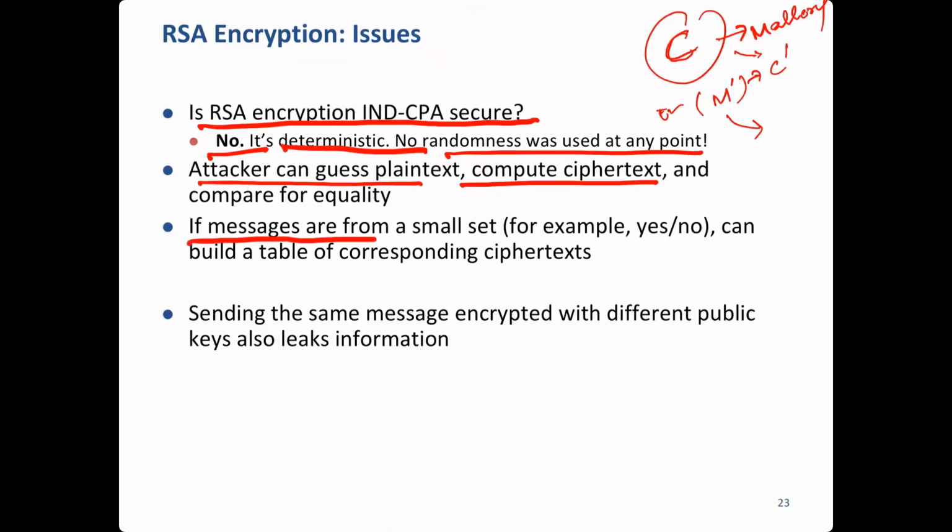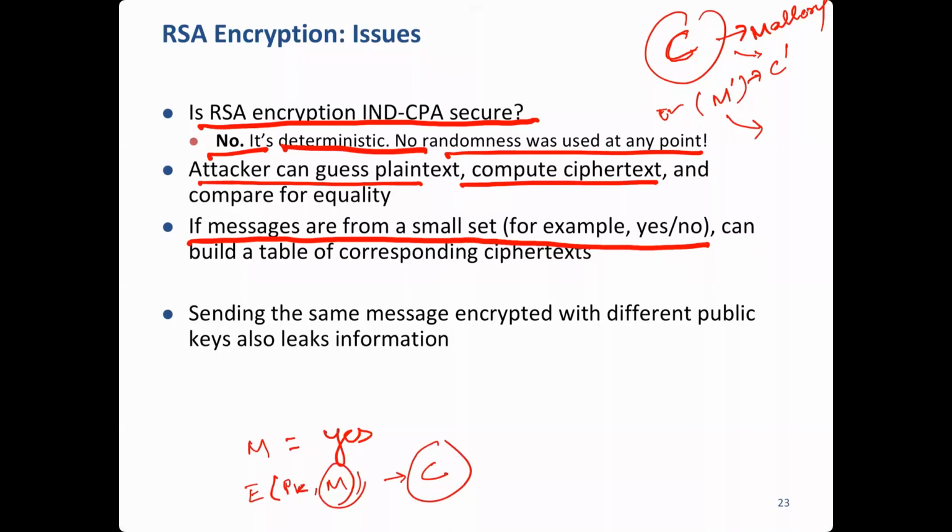However, if the message is from a very small set, a yes or no kind, then most of the time, yes or no kind of answers are the message. If the message is yes, then encryption of that with Bob's public key will result in ciphertext C. Now, for this kind of simple yes or no text, Mallory can generate ciphertext and possibly break it.